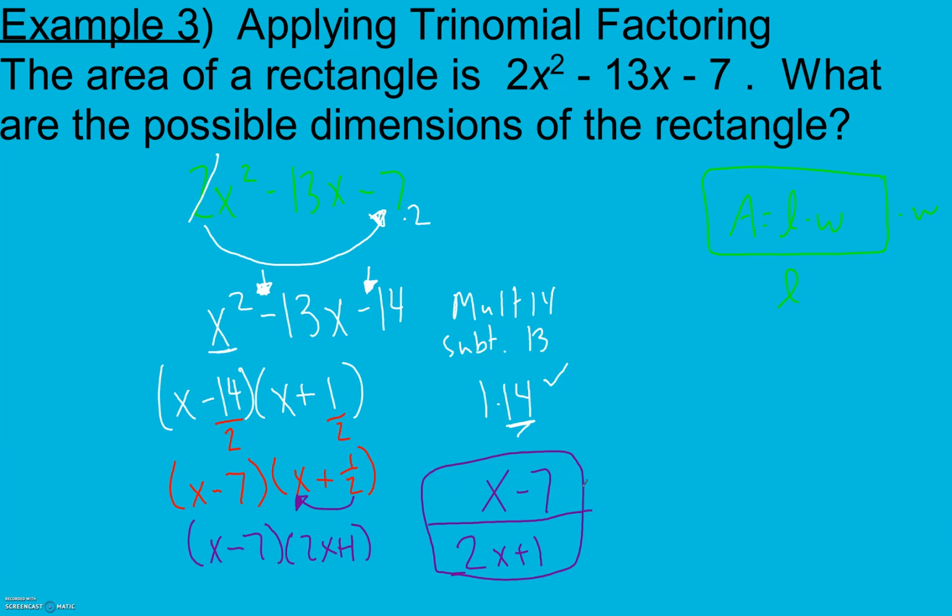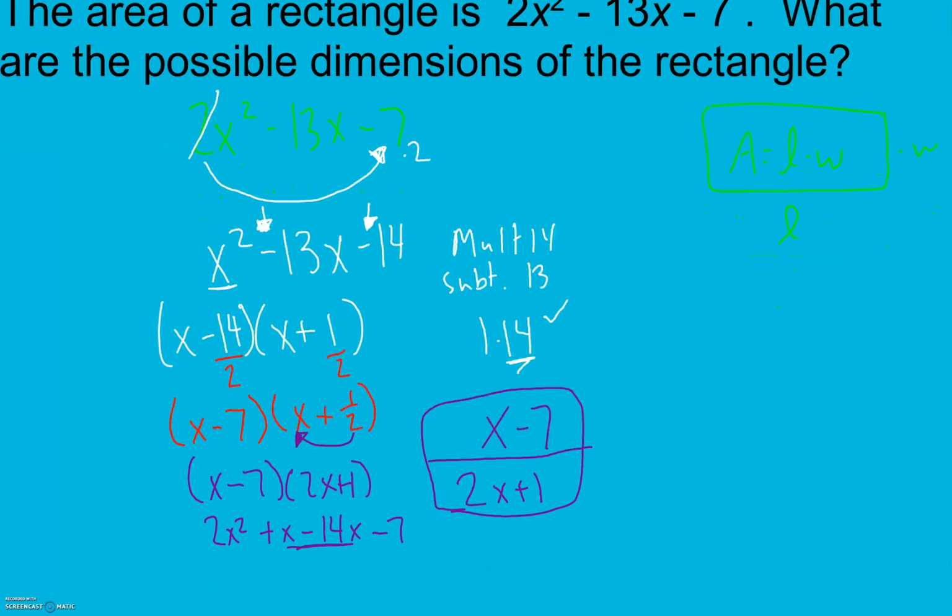Let's multiply those back and double check. Firsts, outsides, insides, and lasts. When I combine my like terms here, I get 2x squared minus 13x minus 7, which checks with our original. So here our dimensions are 2x plus 1 and x minus 7.